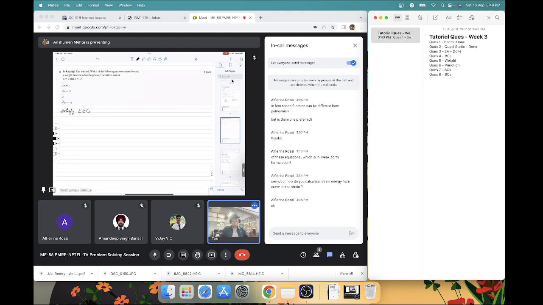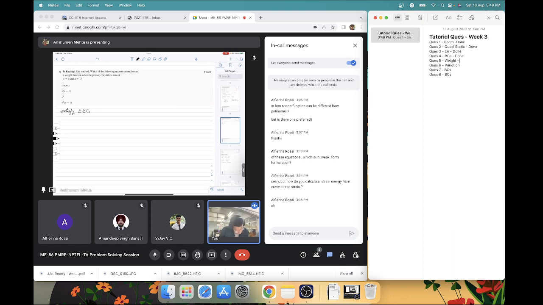Now moving on to the next question. Any doubt up till now? So the next question relates to the Rayleigh method and weight function. In the Rayleigh method, which of the following options cannot be used as a weight function when the primary variable is 0 at x equal to 0 and x equal to 1?